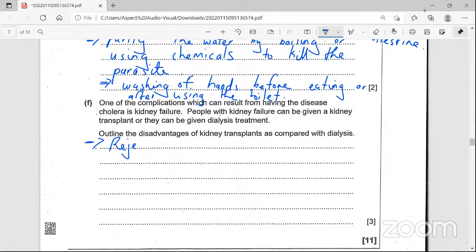Rejection. Yes, you can say tissue rejection. It's the same thing, right? Rejection. How does that happen? Yes, so your immune system will recognize that kidney as a foreign body. Are we together? Then it will attack it and destroy it. That's how it gets rejected.